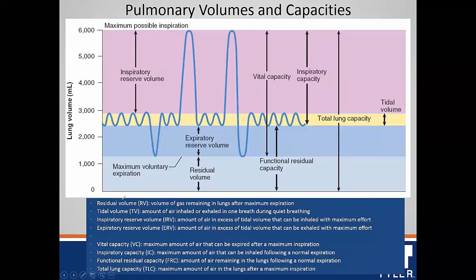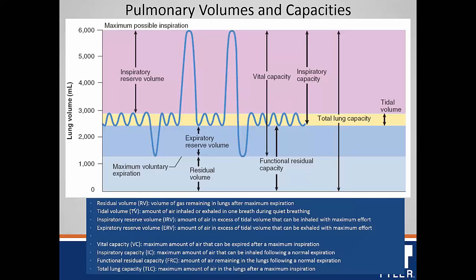So the first definition we need to know is residual volume. This is simply the volume of gas remaining in the lungs after maximum expiration. To get your residual volume, you would blow out all the air in your lungs until you couldn't blow any more, and then hold your breath. There would still be a small amount of air left in your lungs that would constitute the residual volume, and it actually is quite large, a little bit more than a liter.